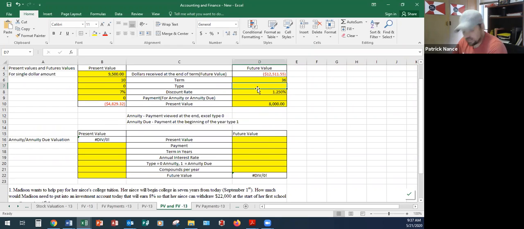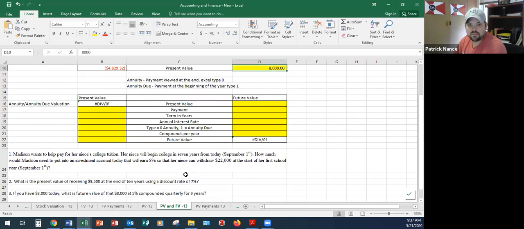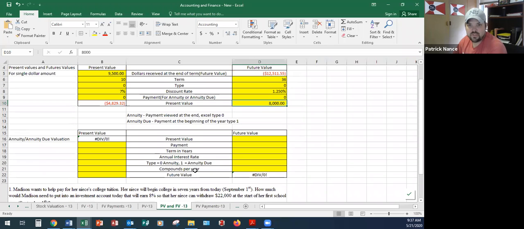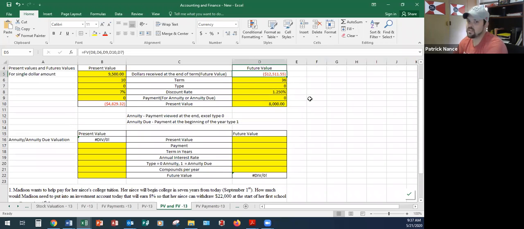Present value of 8,000. Type we're good. I'm not making payments, so there's your answer. The $8,000 today, future value of that is $12,511.55. Now, this down here does some of that math for you if you want to do it automatically instead of having to put it in yourself.